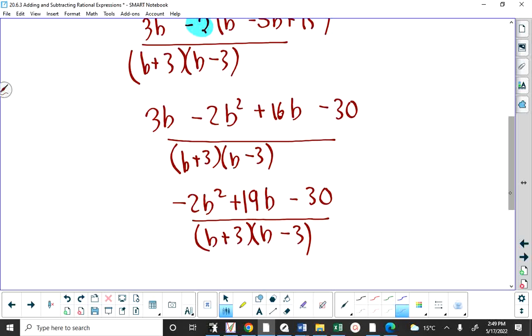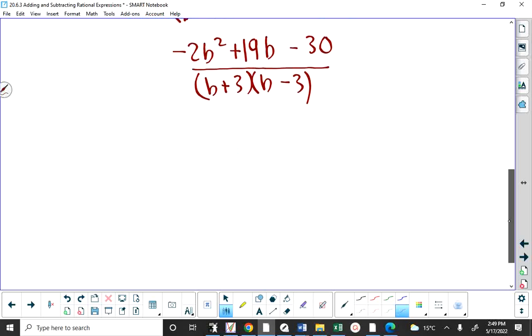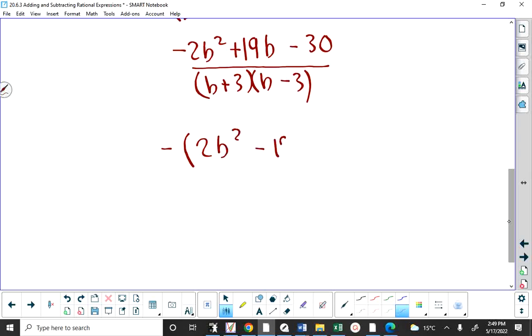Are we done? This is an interesting question that I'm asking because the answer may be yes. But we won't know if we're done until we try to factor the numerator to see if something cancels in the denominator. I'm going to factor a negative out of the numerator because I don't like that negative b squared. If I factor a negative out and have 2b squared minus 19b plus 30, you still may not want to, but it would be a little bit easier to factor that. But there's no guarantee that it's factorable.